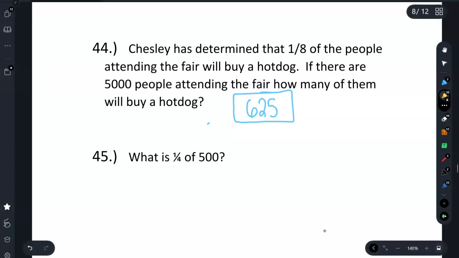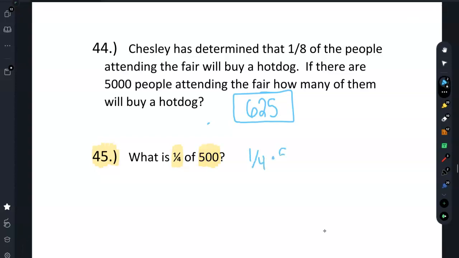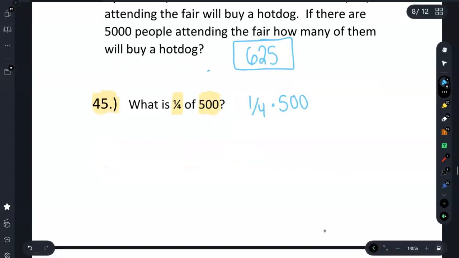And that's laid out very simply in number 45. I'm going to let you do this. But anytime I'm asking for what is a fraction of an entire amount, all we're doing is 1/4 times 500, and I'll let y'all answer 45, but that's the math behind it. All right.